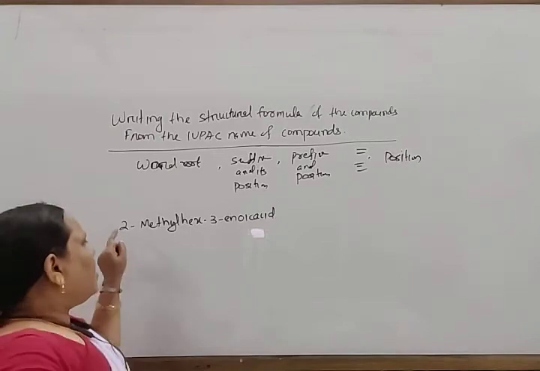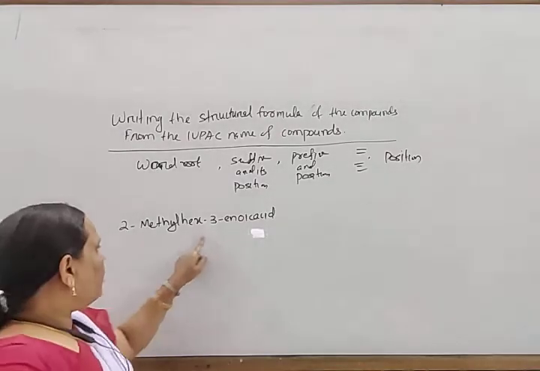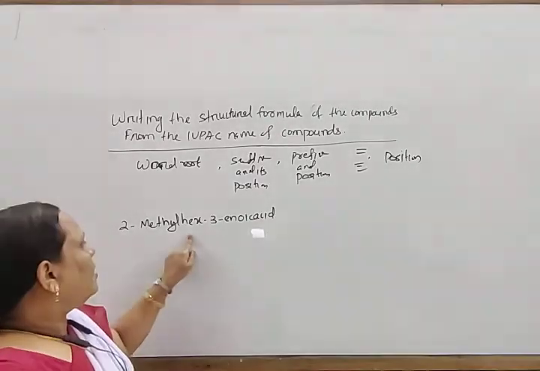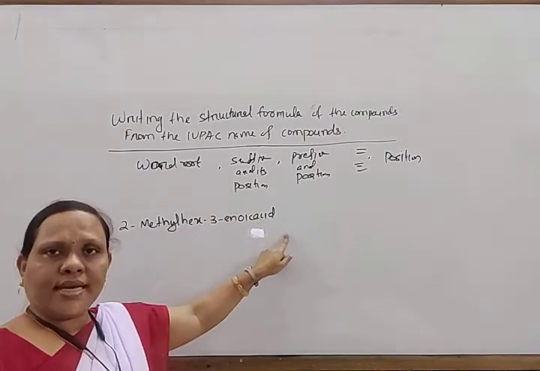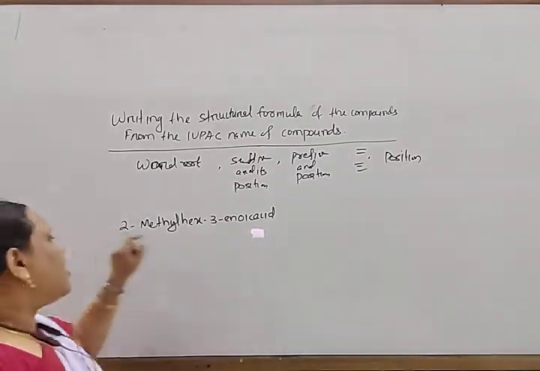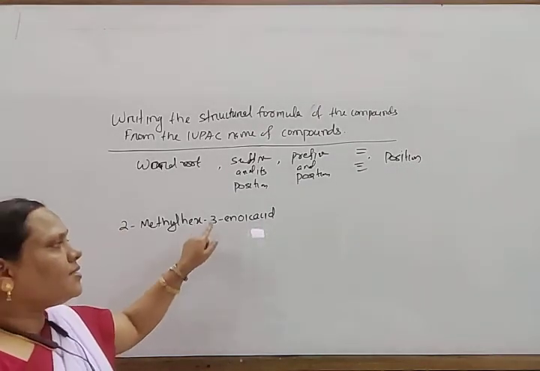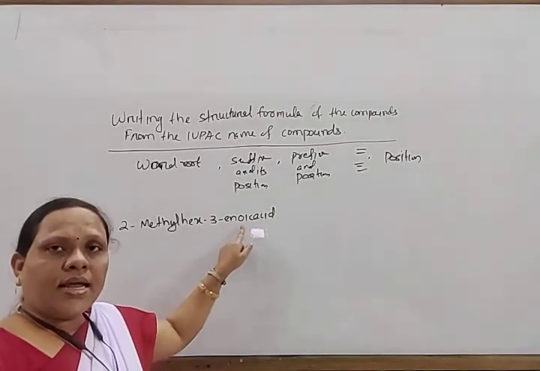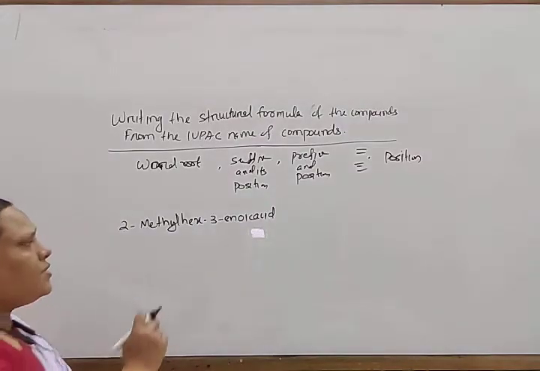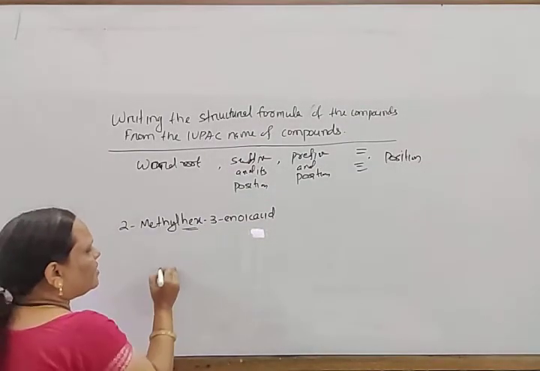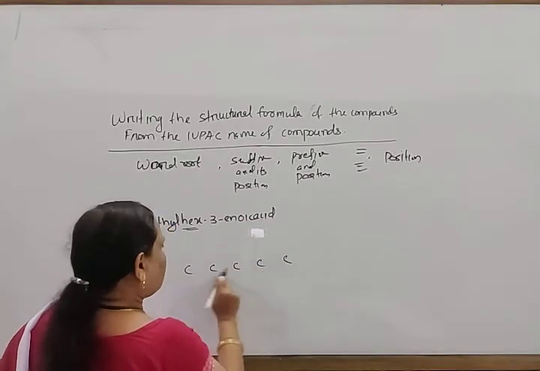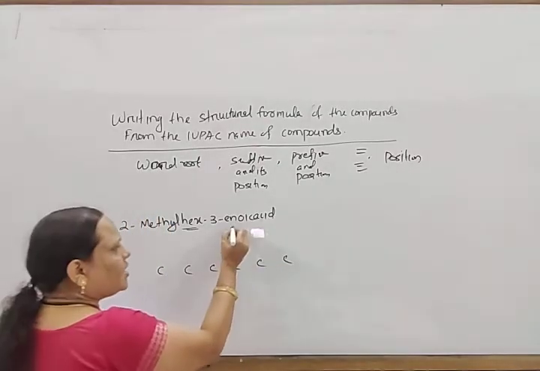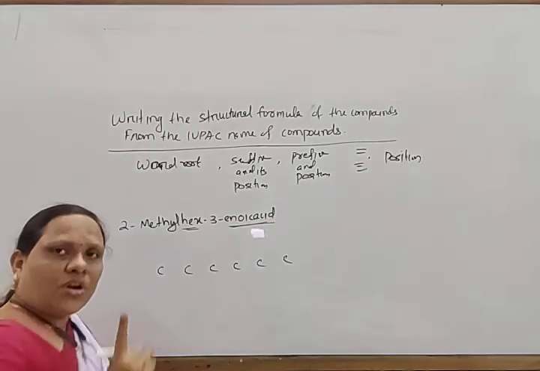Suppose given, write down the structural formula of 2-methyl hex-3-enoic acid, hexenoic acid. So in this way, the word root is hex. So first write down the 6 carbon atoms. Okay, so for the acid its position is always 1.